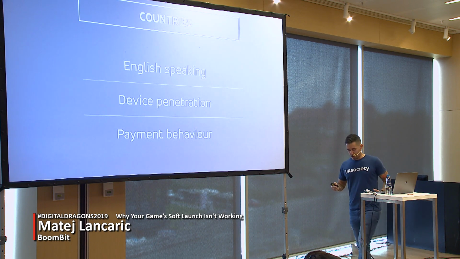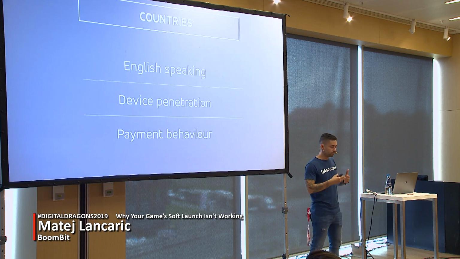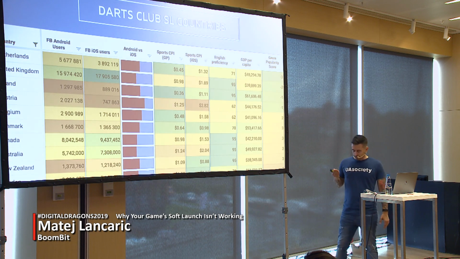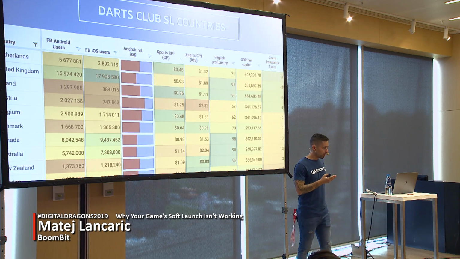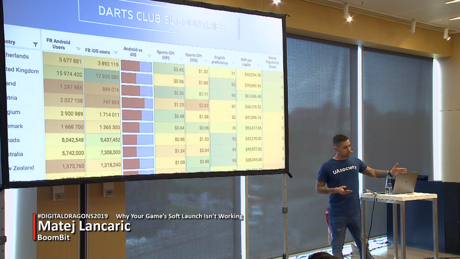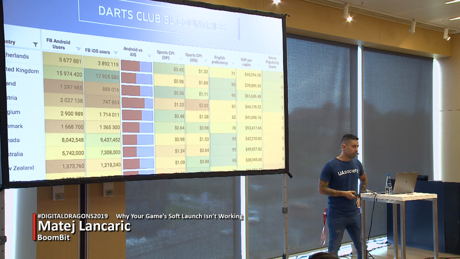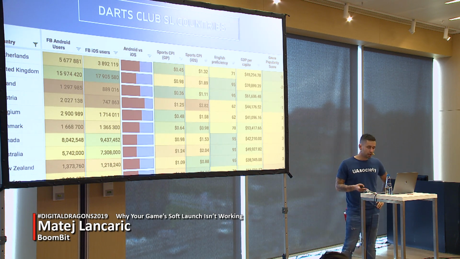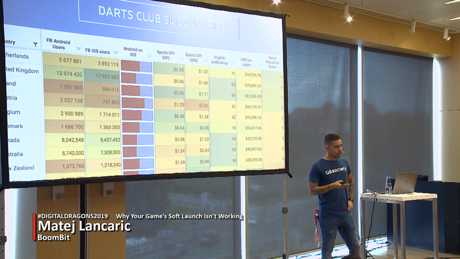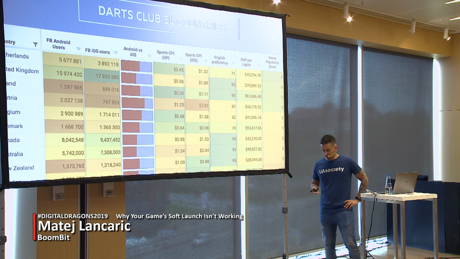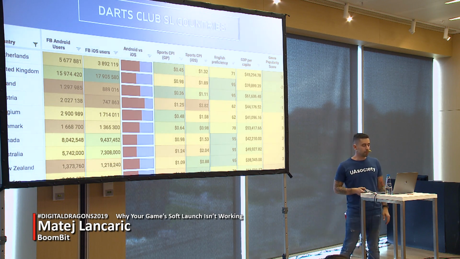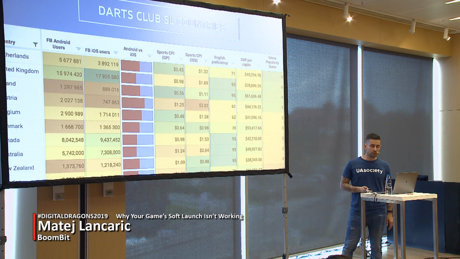For example, UK, where the payment behavior or the payers are. For example, with Darts Club, what we did, we took a look at a list of countries, then also compared the CPIs in the sports category, and also took a look at the English speaking, and then the GDP per capita, so the payment behavior as well. And this is the list of countries that we picked for Darts Club soft launch.